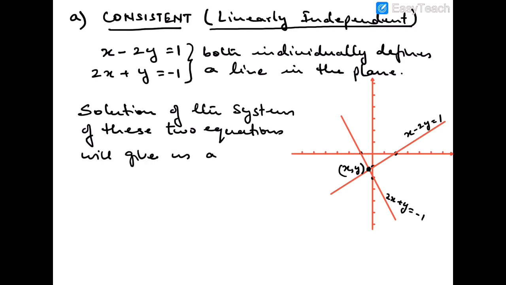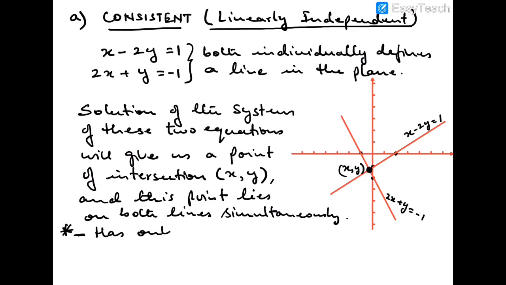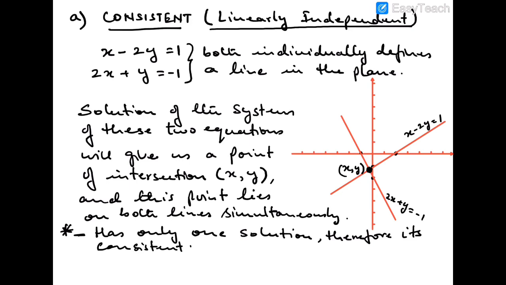Now since these lines are intersecting at only one point, it has only one solution and hence it's consistent. And these two lines are not depending on each other, both have different directions, different slopes, and therefore they are linearly independent.